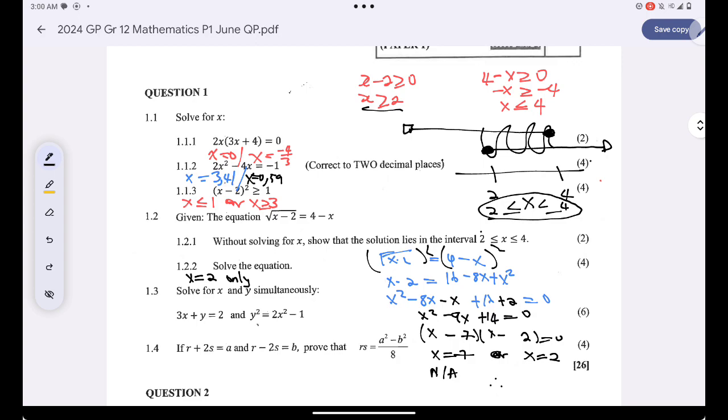Even if you take 7 there, guys, and then substitute 7 whenever you see x, you will see that the left hand side will never be equal to the right hand side. Hence x cannot be equal to 7.